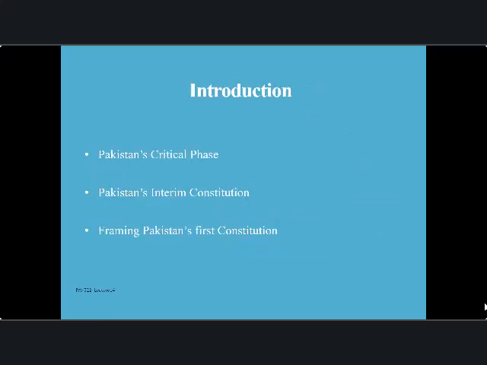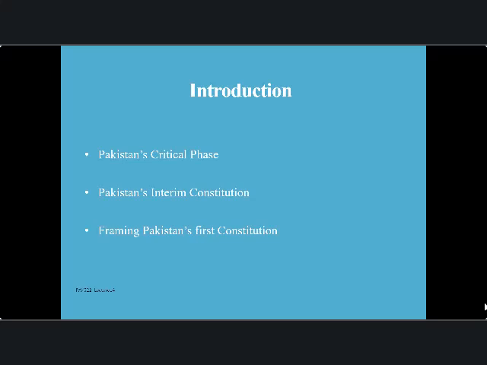So students, now we will discuss the introduction of our topic. In the previous lecture, we covered the Objectives Resolution of 1949, which established the ideological foundation of Pakistan's constitutional framework. In today's lecture, we will explore the constitutional developments in early Pakistan from 1947 to 1956. After independence, Pakistan faced the urgent challenge of building a stable constitutional framework for the new state. During this period, several important debates and developments shaped the direction of the country's constitutional evolution.